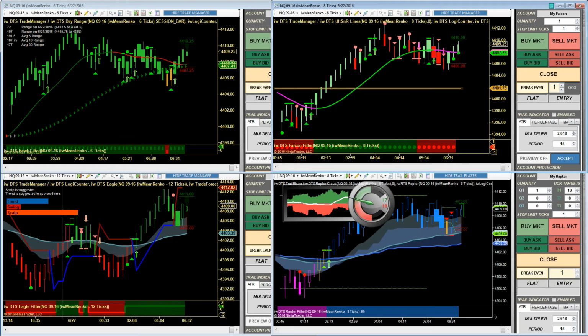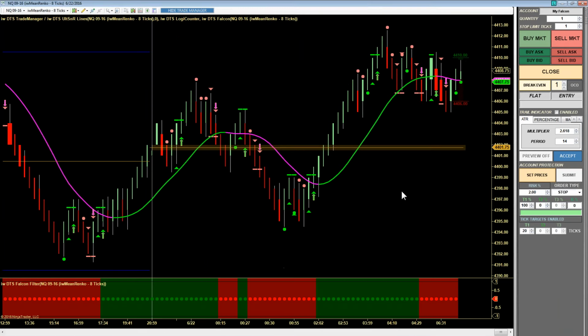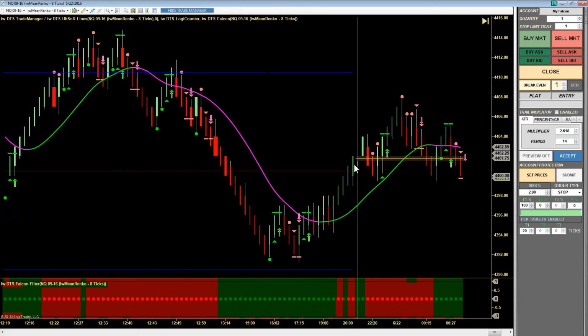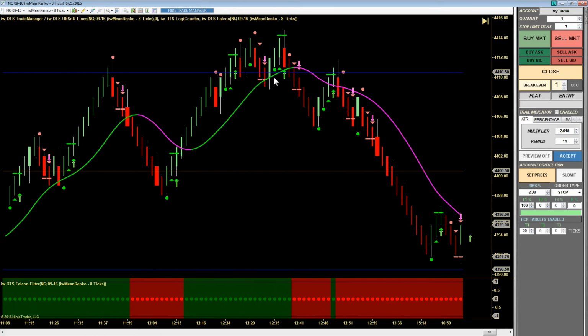Here on the Falcon Swing Trader, you can see again signal generation is done the same way. You get a warning dot along with an audio alert. You get a triangle and a hash mark when the signal is complete. With the Falcon, we're looking to stay in sync with the trend line. So when the trend line's green, we're looking primarily for buy signals. When the trend line's red, we're looking primarily for red signals, or sell signals, sorry.